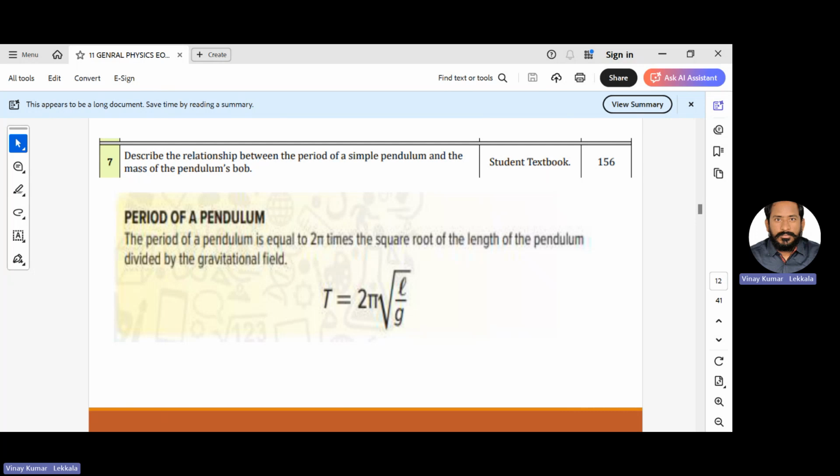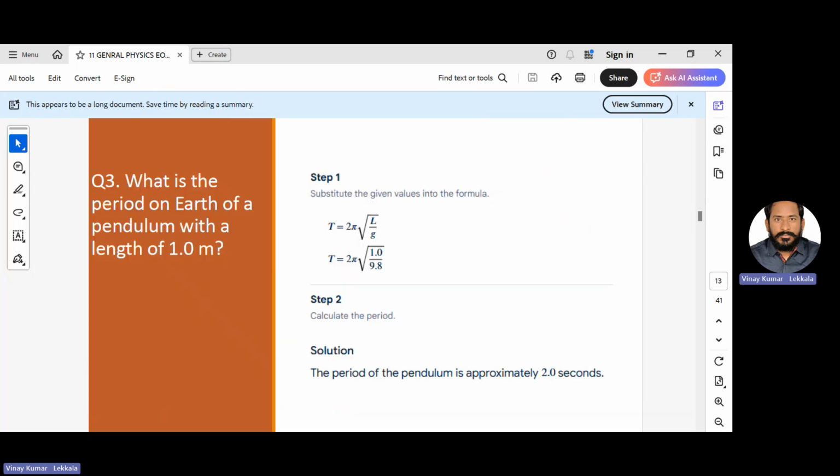All these questions will be raised on this part. There are some related numericals on the formula T is equal to 2 pi square root of L by G. In this question, the length of the pendulum is 1 meter. G is not given, so by default we have to consider 9.8. Calculate the time period.